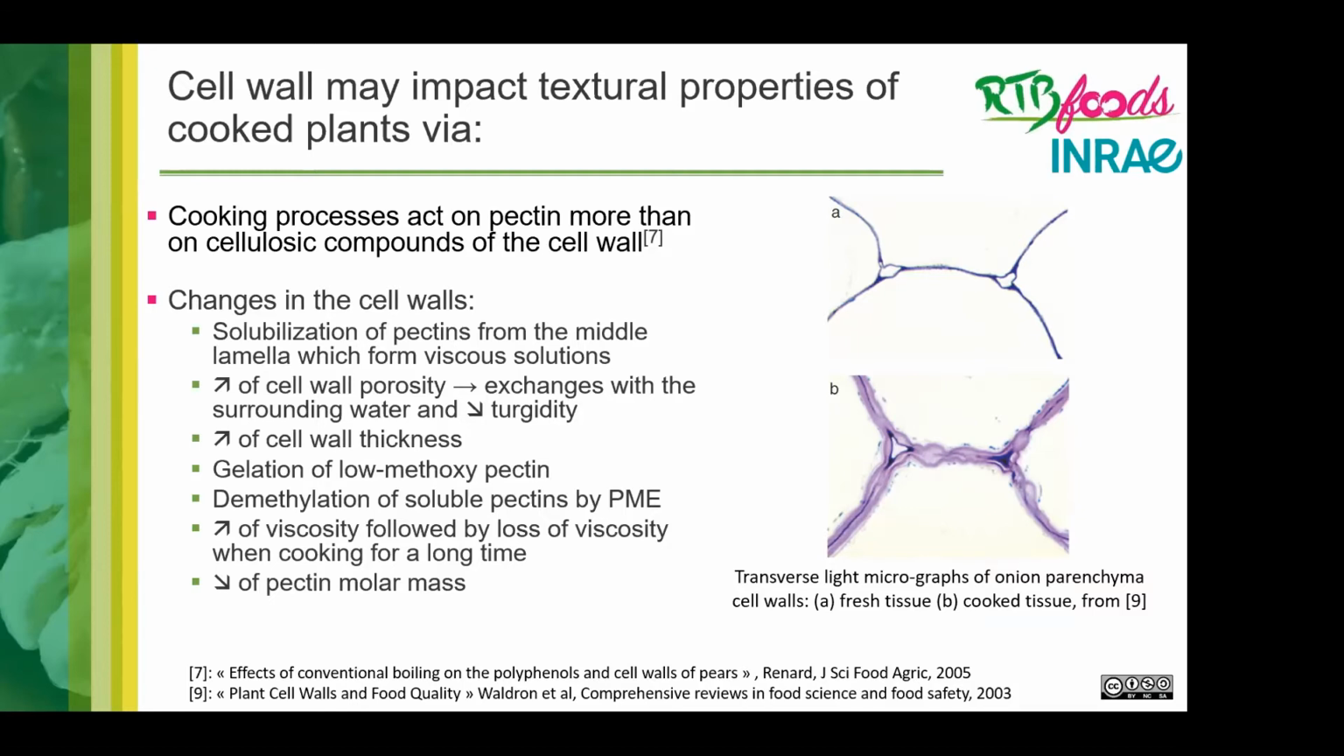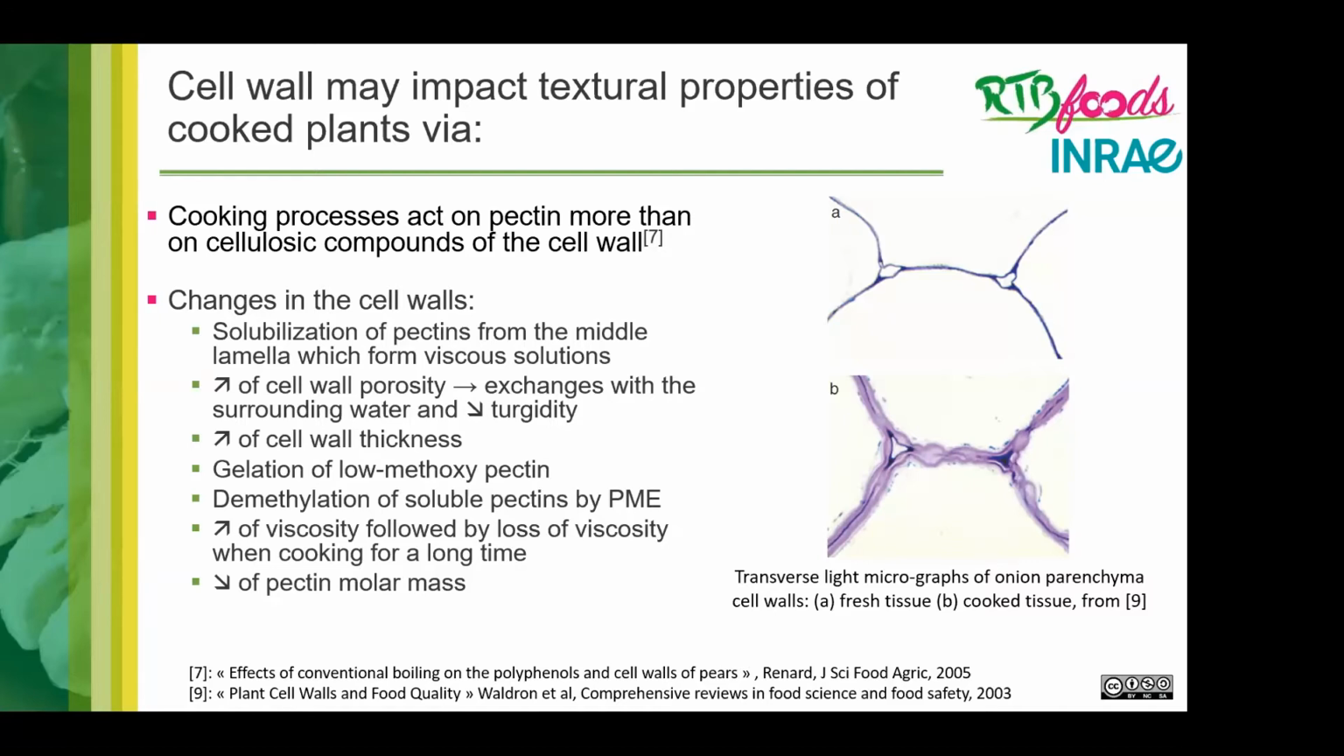The low methoxy pectin, which is a pectin of the primary cell wall, will go through gelation processes. It's a process that will take a longer time because it's hard to extract pectins, which are non-soluble pectins trapped in the primary cell wall. But this can happen when cooking for a long time. And there's also enzymatic activity. Pectin methylesterase can act and react with methylated pectins to demethylate them.